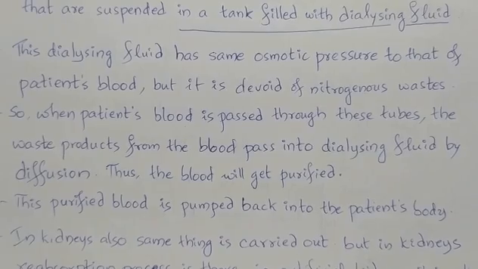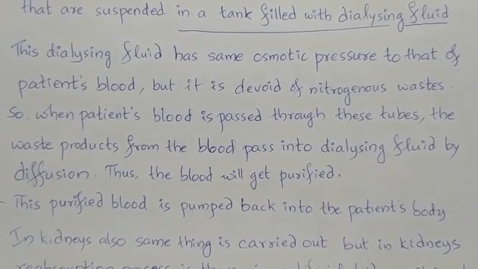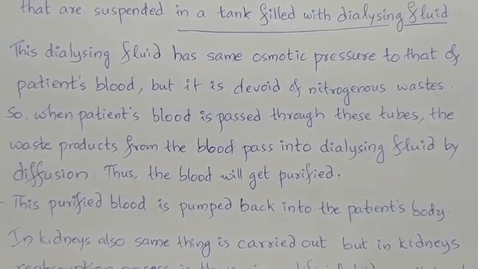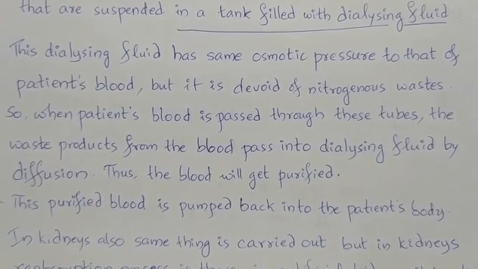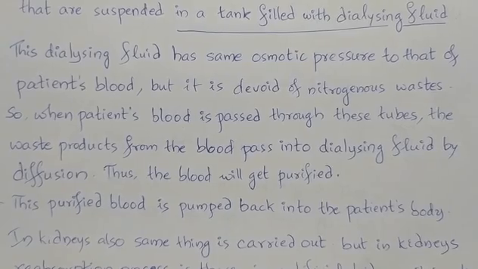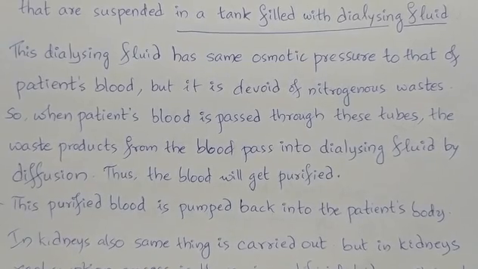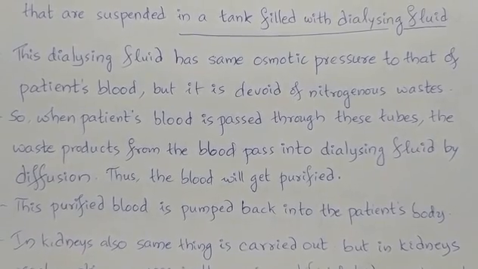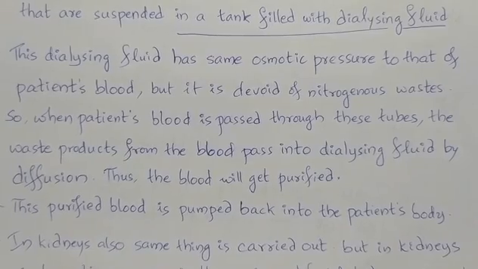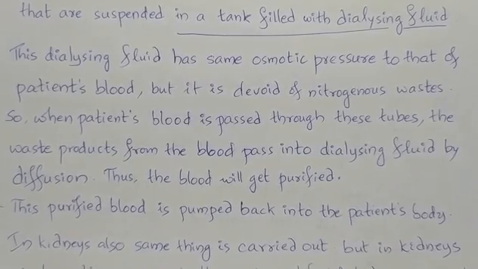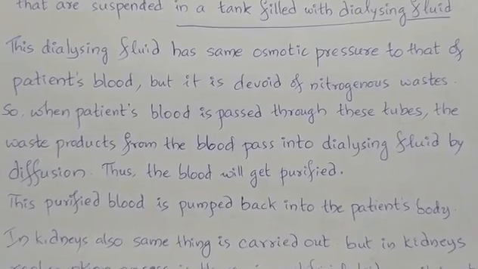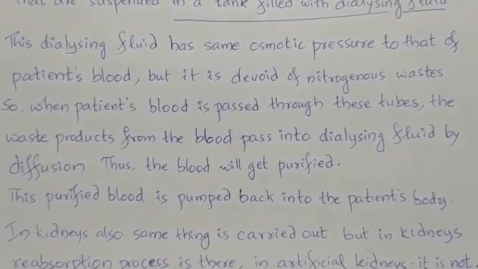As nitrogenous waste products pass from the blood into the dialyzing fluid through the semi-permeable lining of the tubes, the blood will get purified. This purified blood is pumped back into the patient's body.